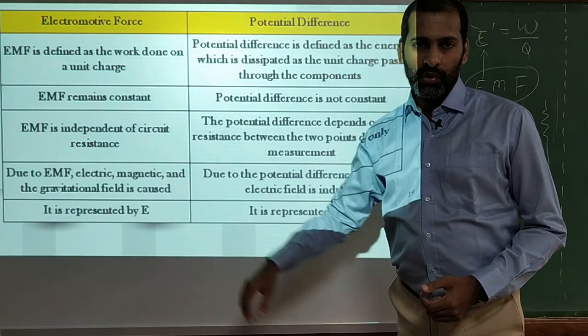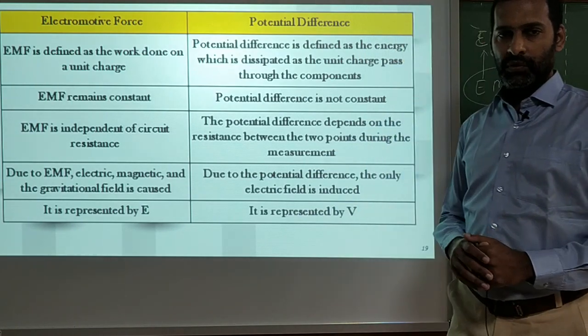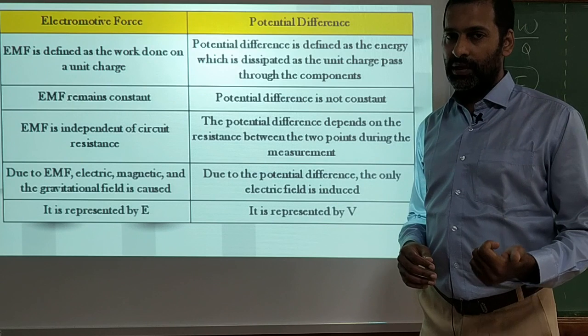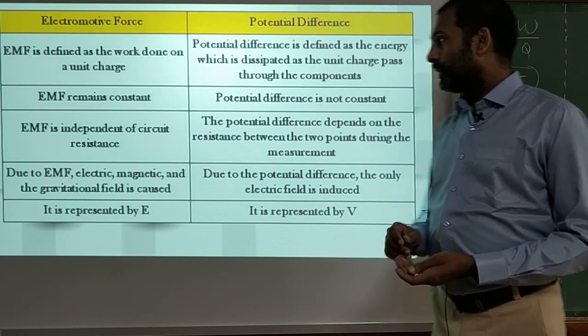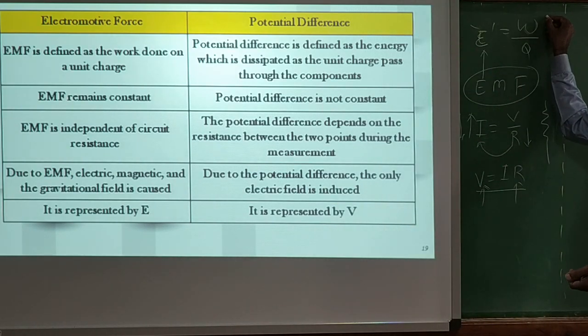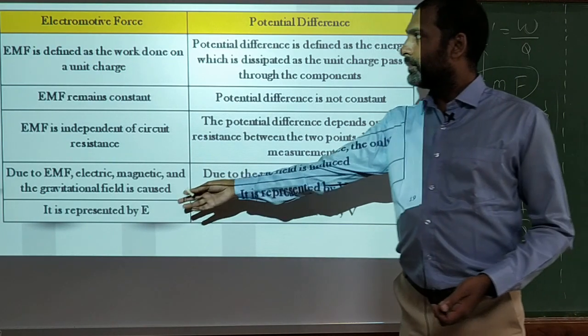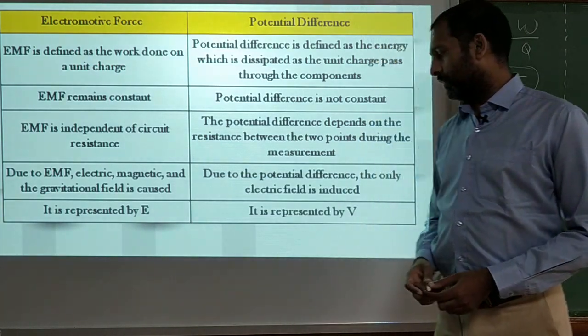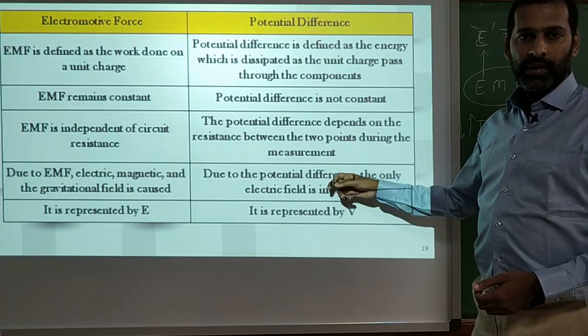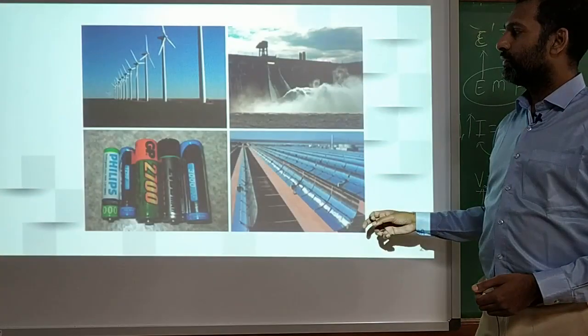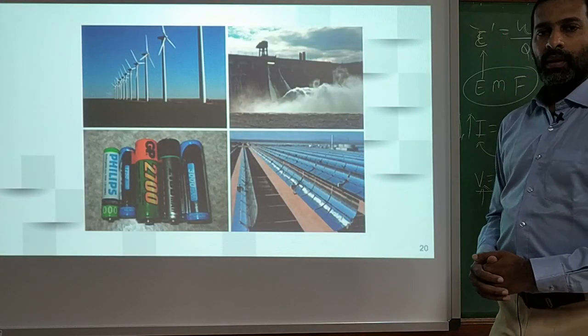Capital E we also use for the electric field, so we should not get confused. Let us use capital E for electric field or electric field intensity. Electric field intensity is force per charge, and we will represent electromotive force with epsilon, and voltage is represented by V. So this is about the difference between electromotive force and voltage.